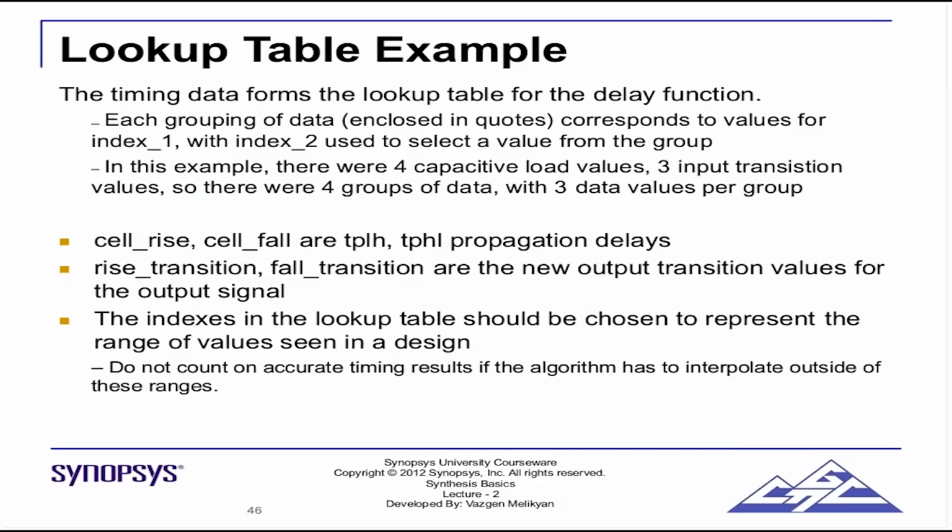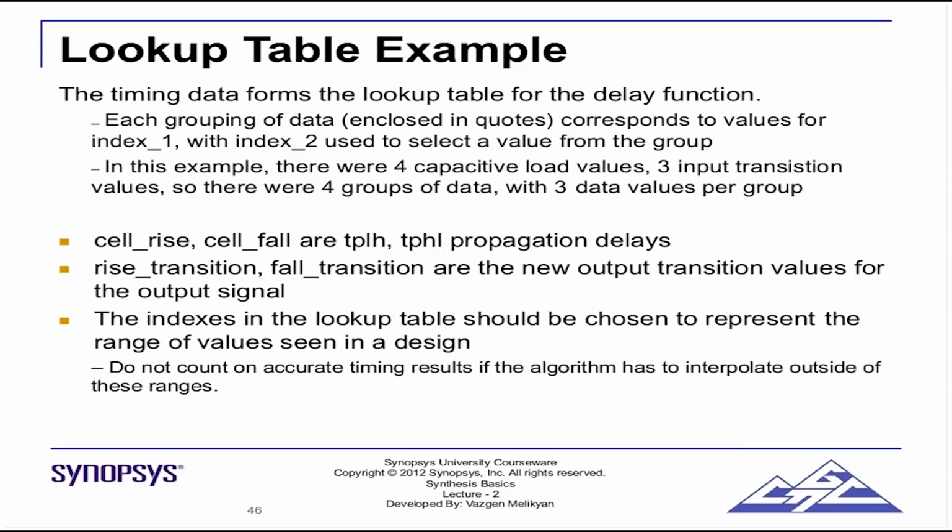So the timing data forms a lookup table. Each grouping of data corresponds to values of index 1, with index 2 used to select the value from the group. In this example, there were 4 capacitor load values and 3 input transition values. So there were 4 groups of data with 3 data values per group, or a total of 12. You could choose to read that in whatever way, but please note that there are 4 groups of data. When we say that there are 4 groups of data, we mean index 1. Index 1 defines how many groups of data. Index 2 defines which value to select from that.